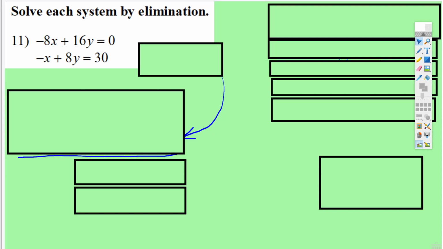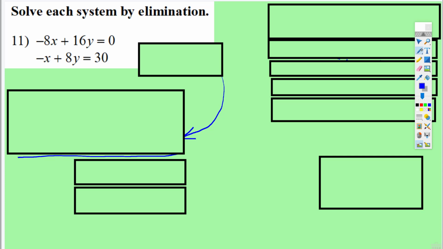Okay, our third method of solving systems of equations is the elimination method. With the elimination method, the whole point is to get one of these variables by itself by eliminating the other variable. So we could get rid of the x's first, or we could get rid of the y's.